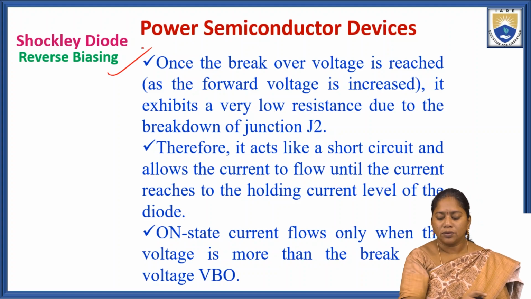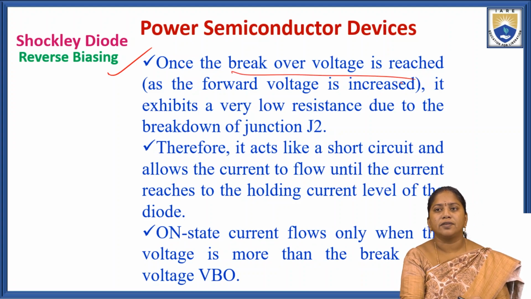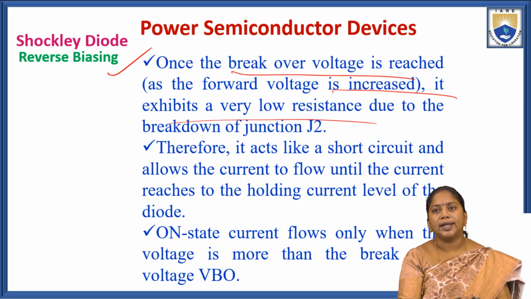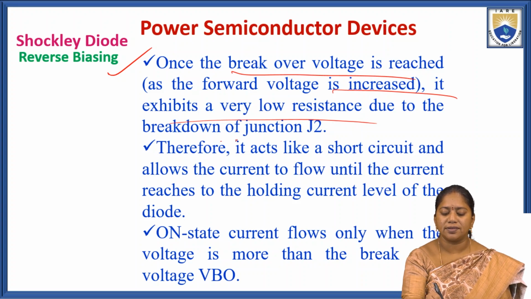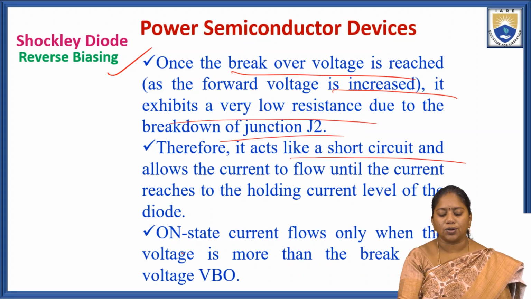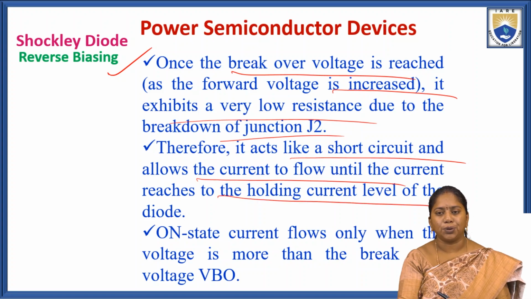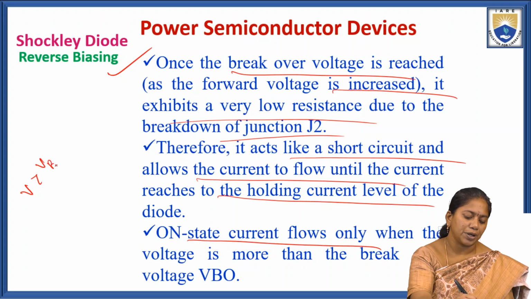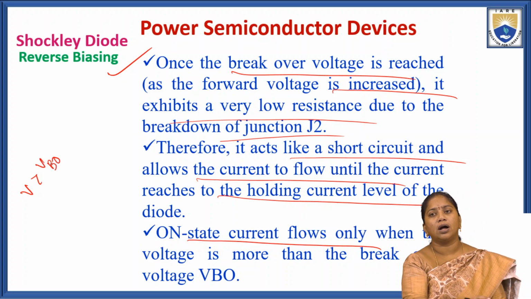Once the breakover voltage is reached, as the forward voltage is increased, the diode exhibits a very low resistance. Due to the breakdown of junction J2, it acts like a short circuit and allows current to flow until the current reaches the holding current level of the diode. So on-state current flows only when the voltage is more than the breakover voltage. Only when the voltage is greater than the breakover voltage does current flow through the diode.